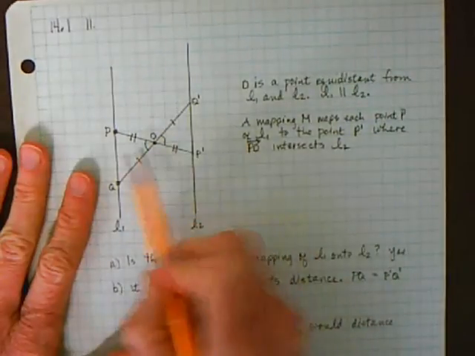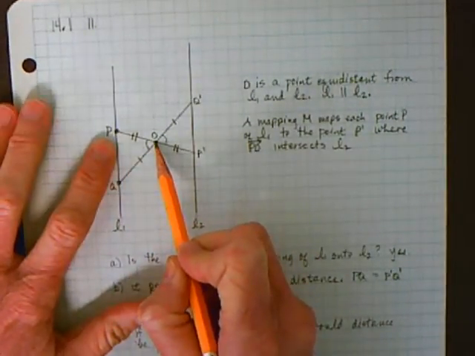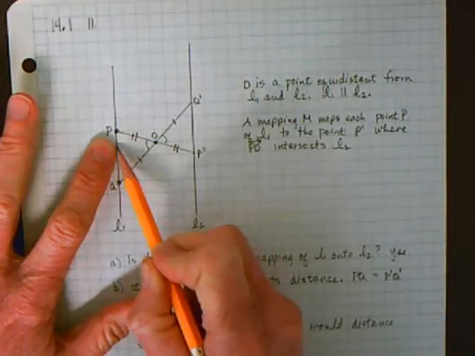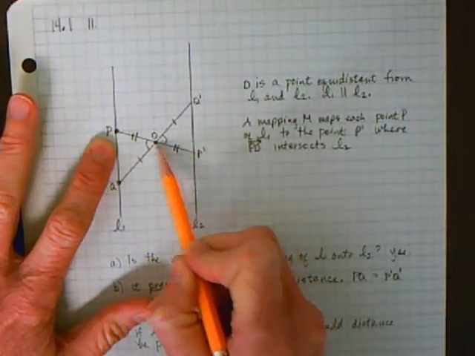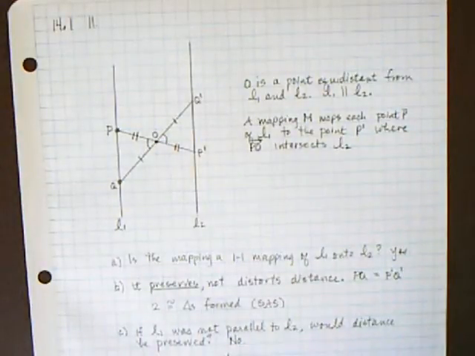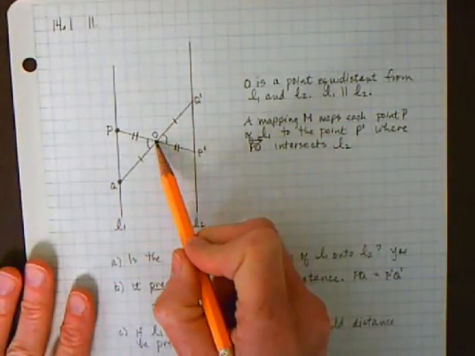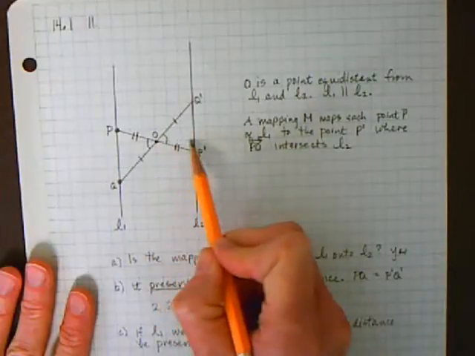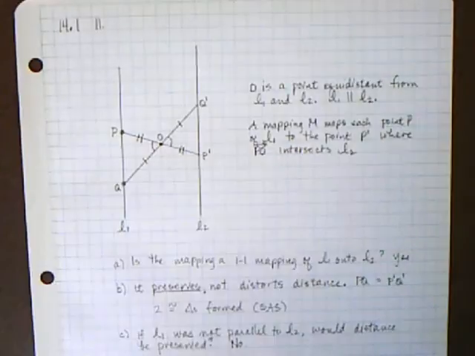So when we say equidistant, we're talking about this perpendicular here, and this perpendicular, this line going through O, equidistant from both of those. Because we know how to go from a point to a line, you just have to drop the perpendicular. So O is equidistant from parallel lines L1 and L2, and a mapping M maps each point P of L1.